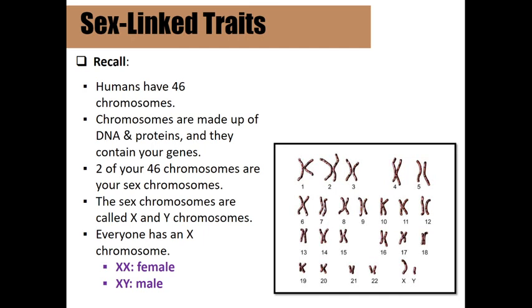So just a quick recall with your sex-linked traits. Humans have 46 chromosomes. Chromosomes are made up of DNA and proteins, and they contain your genes. 2 of your 46 chromosomes are your sex chromosomes. So the sex chromosomes are called X and Y chromosomes. Everyone has an X chromosome though. So females just have XX and males have XY.